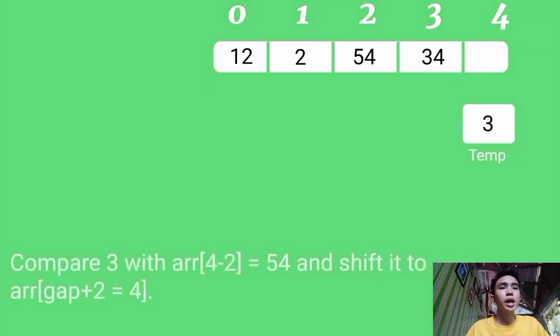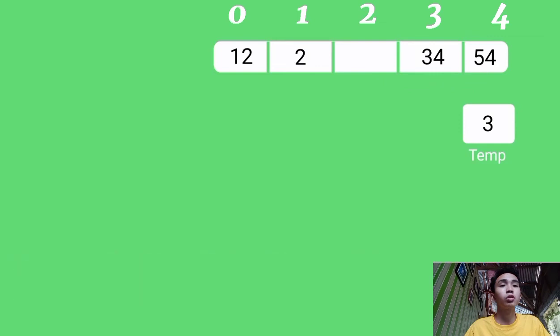Compare 3 with array[4 minus 2], which is equal to 54, and shift it to array[gap plus 2], which is equal to 4. Since 3 is in array[4], we subtract 2, and the result is 2. Our array[2] is equal to 54, and we shift it to array[gap plus 2], which is equal to 4.